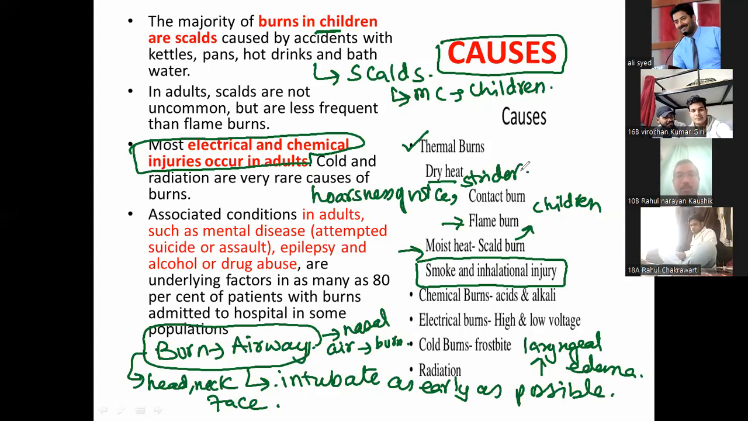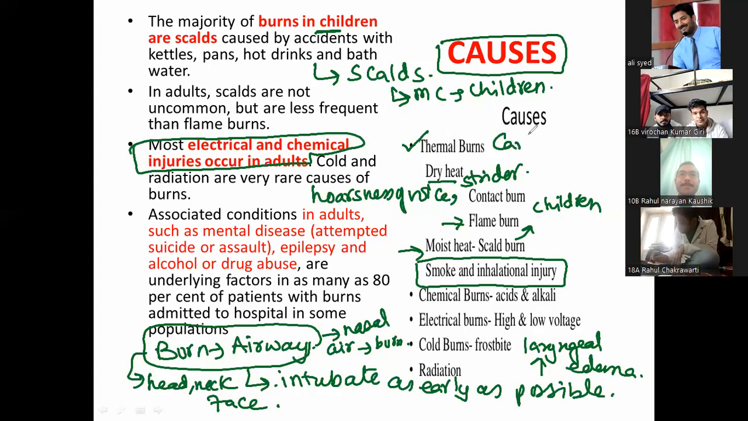Whenever there is a history of burn to the airway, how are you going to know? The burn involves the head, neck and face region. The nasal hair will be burnt, and there will be hoarseness of voice. There will be stridor. There will be carbonaceous deposits in the sputum. All these things tell you that the airway of the patient is burned.